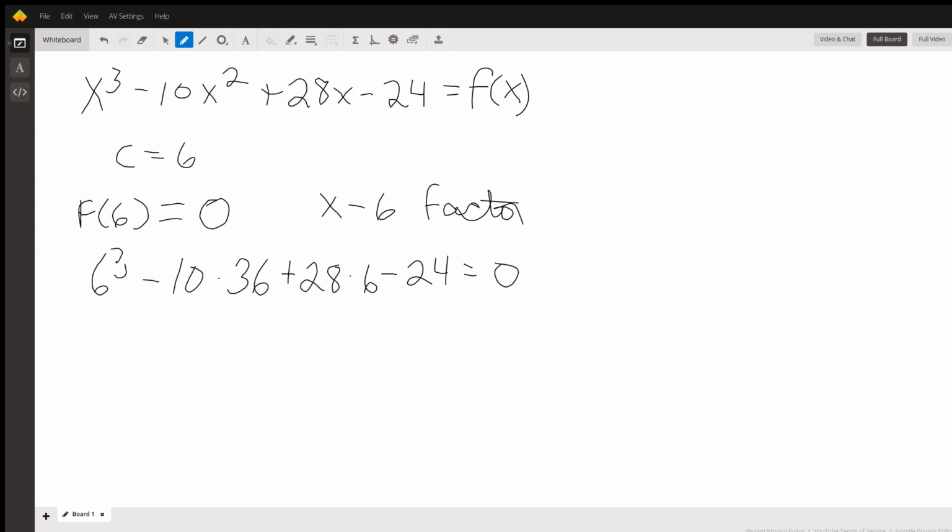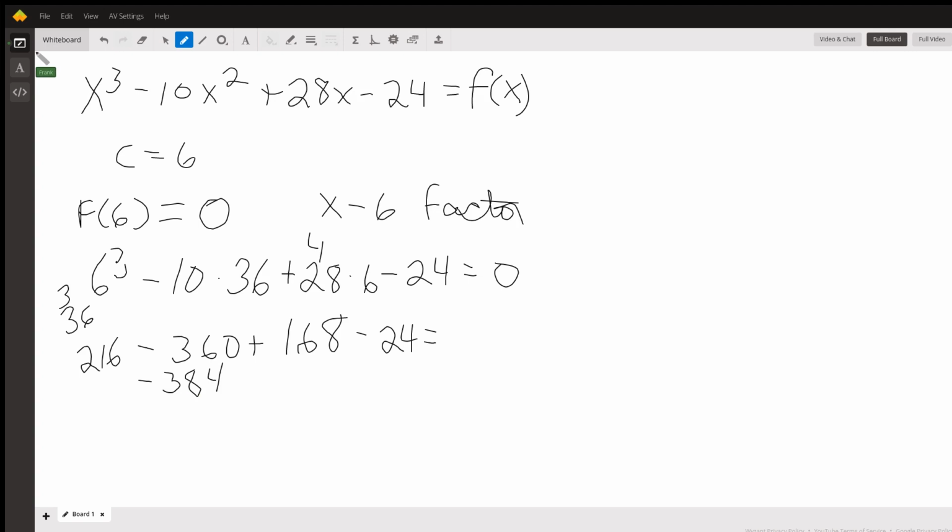All right, 6 cubed, you can use a calculator, I'm just going to do it by hand. 6 times 6 is 36. 216 is 6 cubed, minus 360, plus 6 times 28 is 168, minus 24 equals 384. This is negative 384. 216 plus 168 is 384. That does in fact equal 0. So because f of 6 equals 0, x minus 6 is a factor.